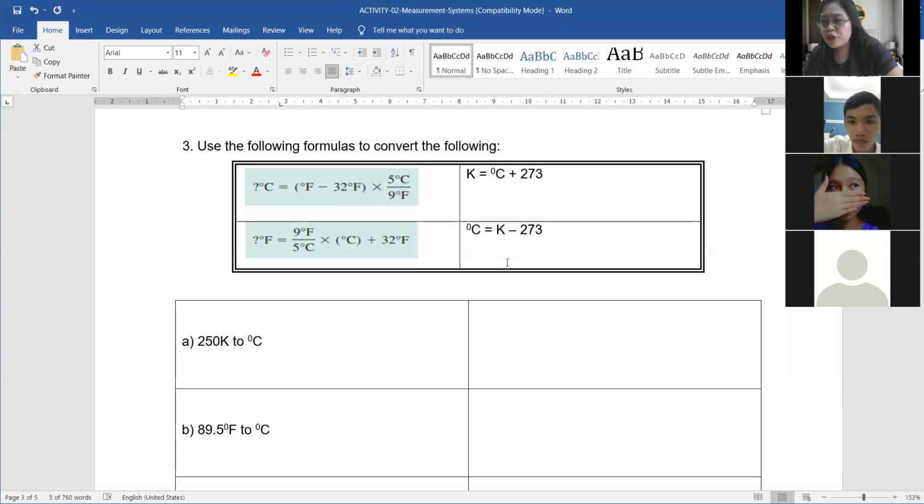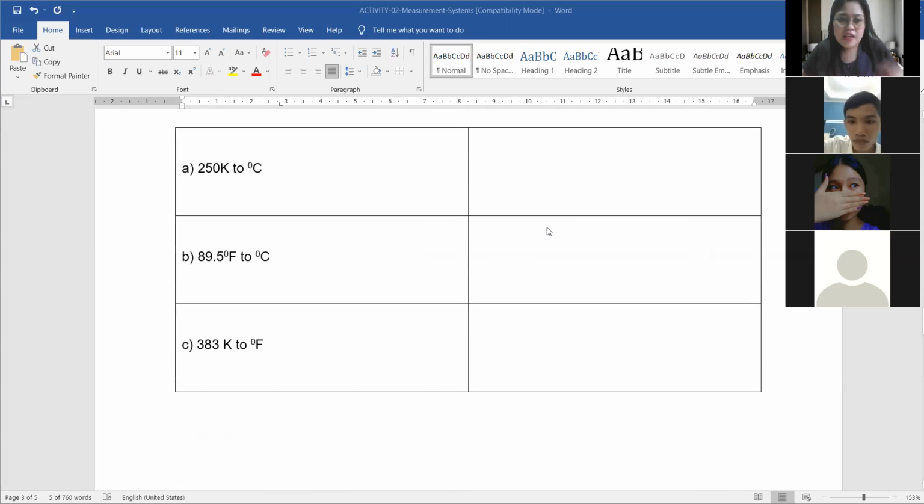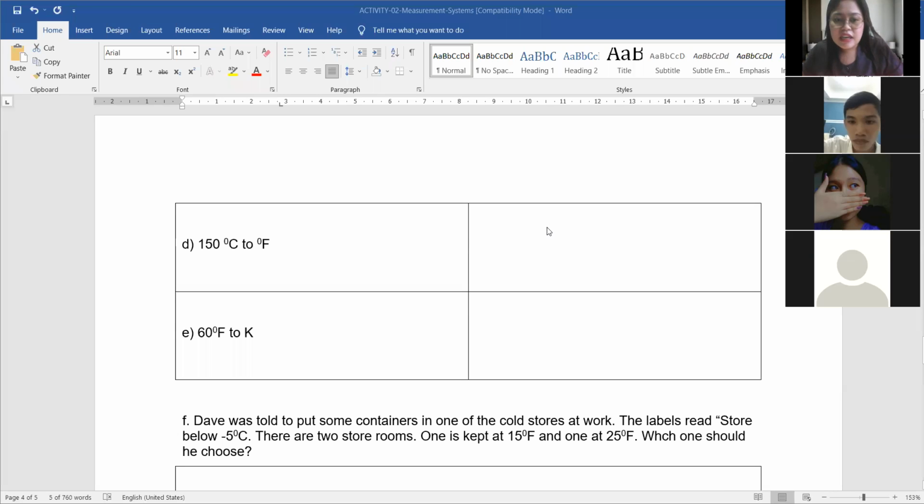But for example, you're going to the US, so most of the people there use degrees Fahrenheit for the temperature. So kailangan kabaluta mag-convert. So the formula is already given in the activity. All you need to do is to perform the computation. Okay, so like this one, 250 K is Kelvin. So that's the third one, and actually that's the SI unit for temperature, the Kelvin. So inyuha lang siyang i-convert 250 Kelvin to degrees Celsius and so on hangtod letter E.